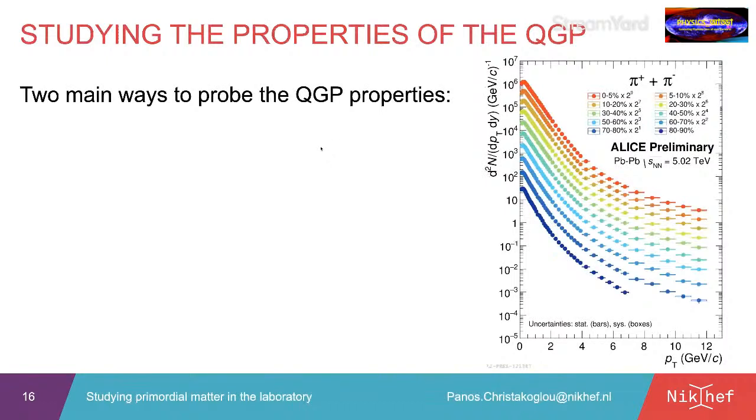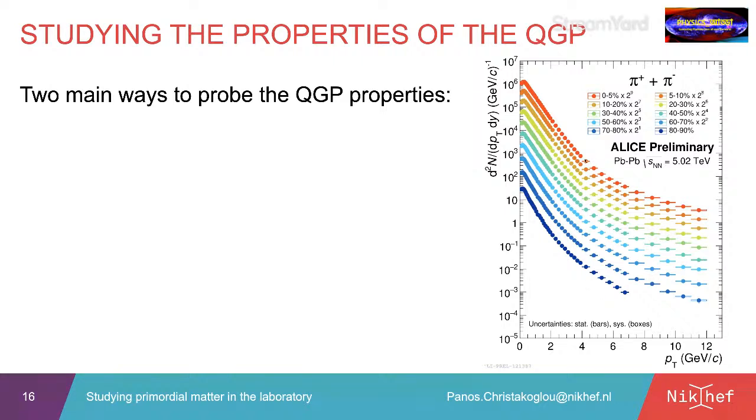Okay, good. Now let me close this parenthesis and discuss with you very briefly how we try to study the properties of the quark gluon plasma. And there are two main ways to probe the QGP properties. And over here I have what is called the transverse momentum spectrum of pions for different centrality classes. So these are very central events, and these are very peripheral events.